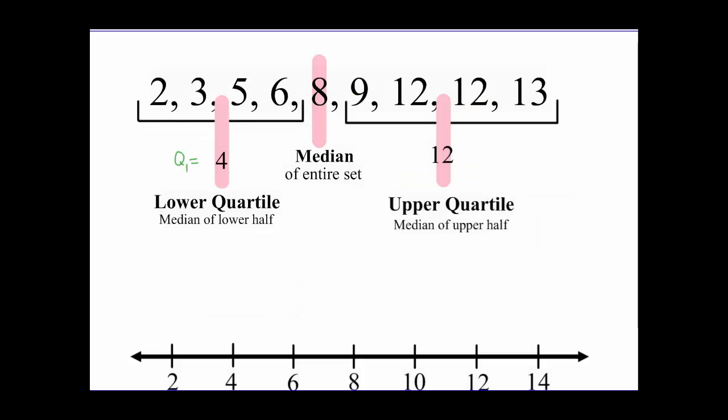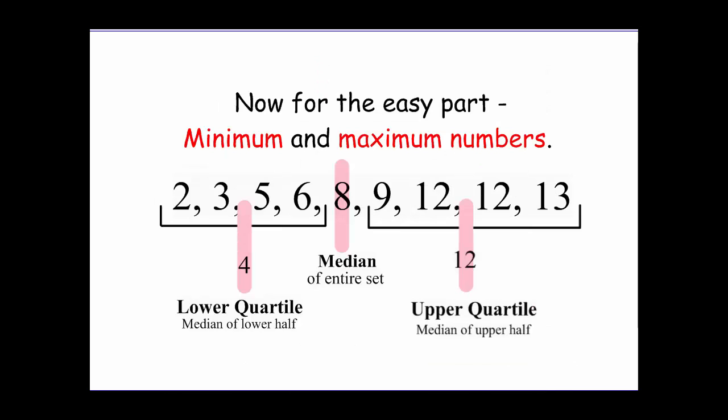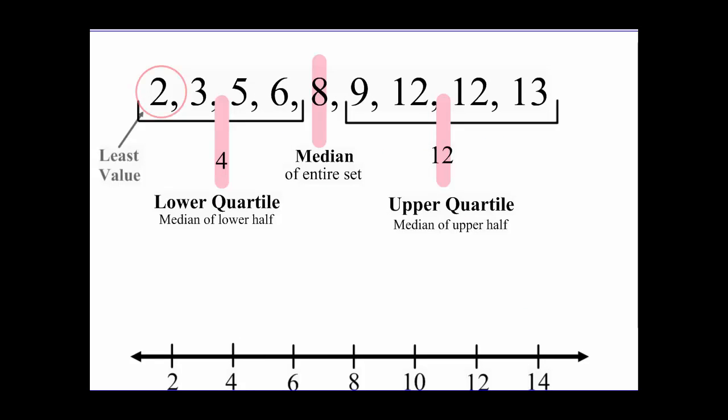So we have Q1, which is 4. We have the median, which is 8. And we have Q3, which is equal to 12. There are 2 last points that we need to find, and these are hopefully the easiest: the minimum and the maximum numbers. If we look down at the left-hand side, 2 is the least value, and we know 13 is the greatest value.